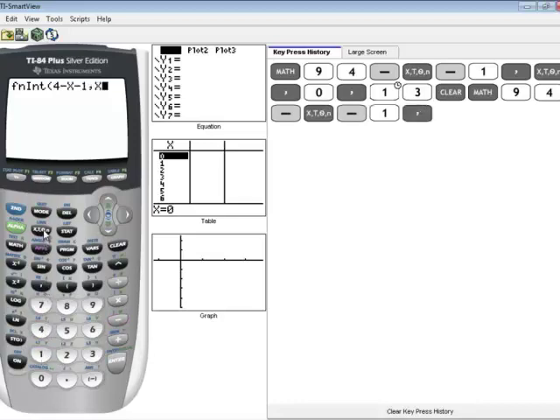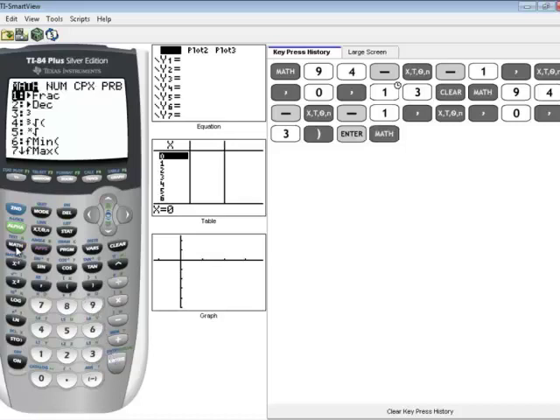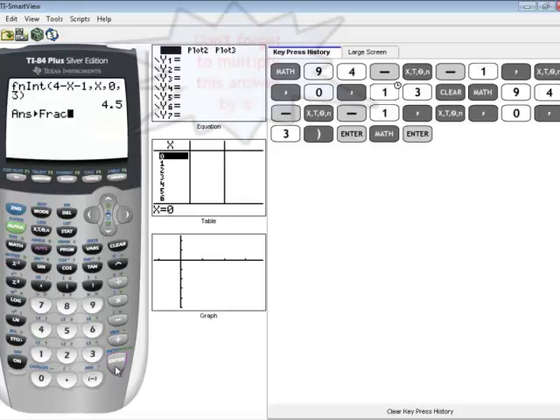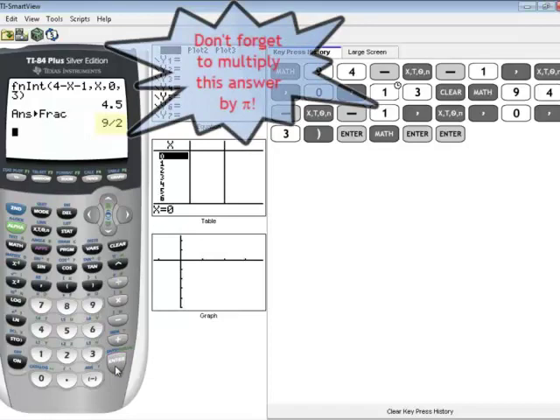Follow that by a comma, and then x, which lets the calculator know that we are integrating with respect to x. We follow by another comma, and then input the bounds of integration. The lower bound is 0, and the upper bound is 3. We close the parentheses and hit enter. We get an answer of 4.5. To convert this to a fraction, we will select the Math menu again, and this time we will choose the first option. This will convert 4.5 to the fraction 9/2.